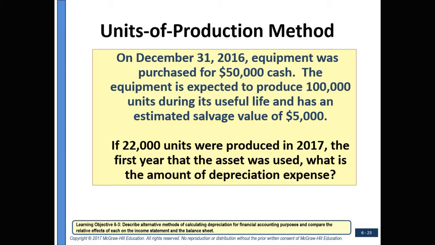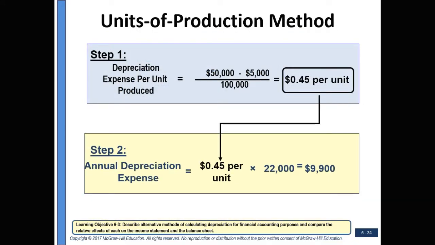Remember, you take cost less salvage value, then divide it by the number of units expected to be produced to get a per unit price. You then apply that per unit price to what production was for the year to ascertain what the annual depreciation expense is. In this case, at 45 cents per unit, multiplied by 22,000 units, we come up with $9,900 of annual depreciation expense for the year 2017.